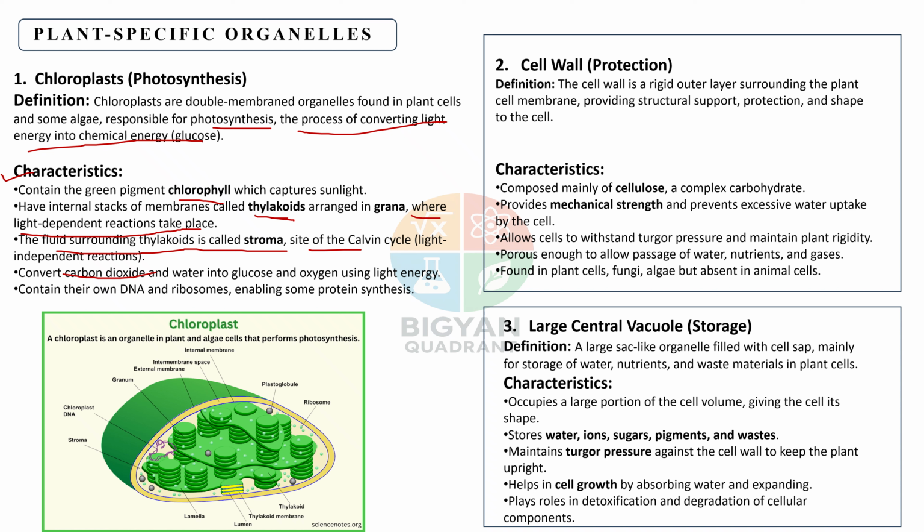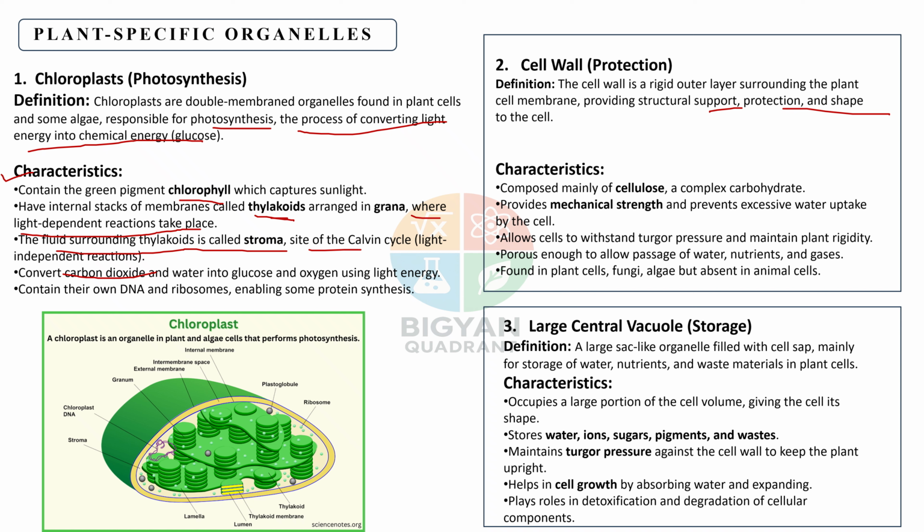Okay. Now the cell wall. What is the cell wall? It is also a distinctive feature of the plant cell that is basically not found in the animal cell. It gives protection, gives shape to the cell, and gives structural support to the cell.